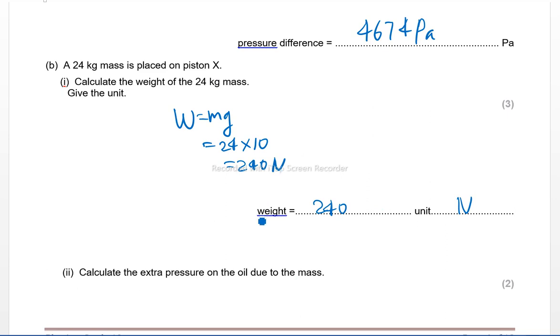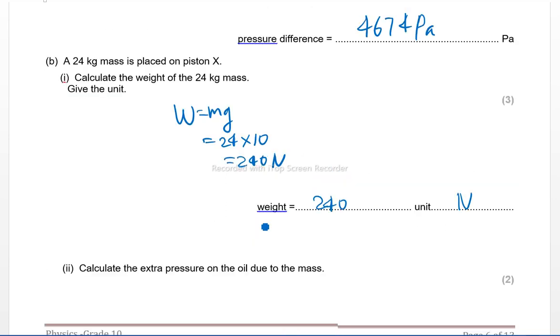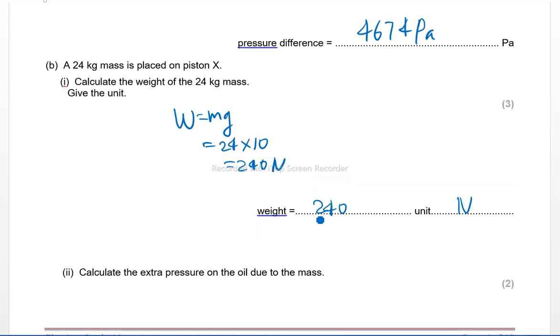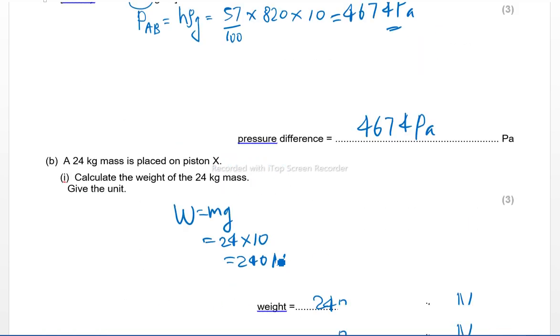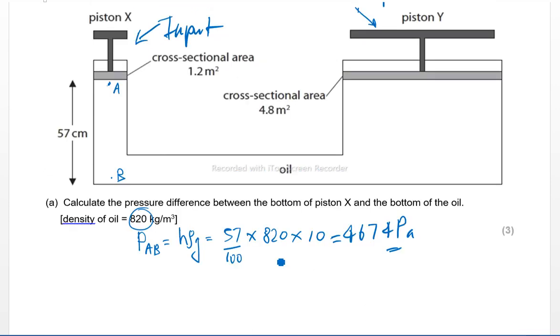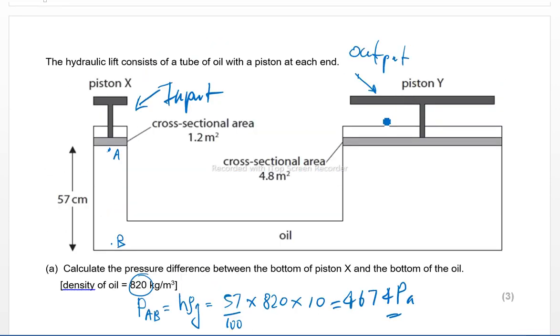Okay. Calculate the extra pressure on the oil due to the mass. So we found the force, which was 240. Calculate the extra pressure on the oil due to the mass. So is the extra pressure given at piston X or Y? It's at piston Y because the vehicle is lifted at point Y, right? That's the place where we get the output. Input is the place where the person is pushing. So we'll see the cross-section area. Cross-section area at piston Y is 4.8 meters squared, right? Okay.